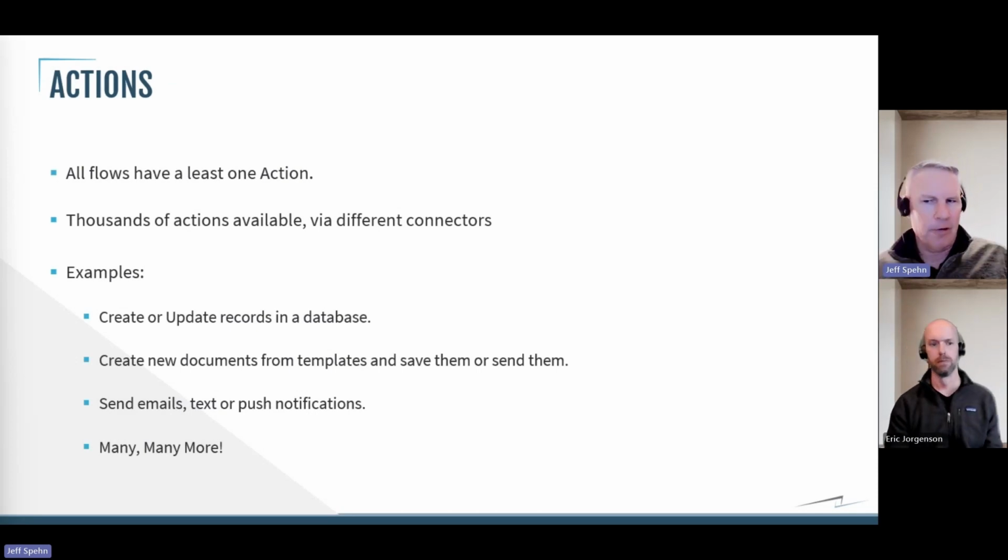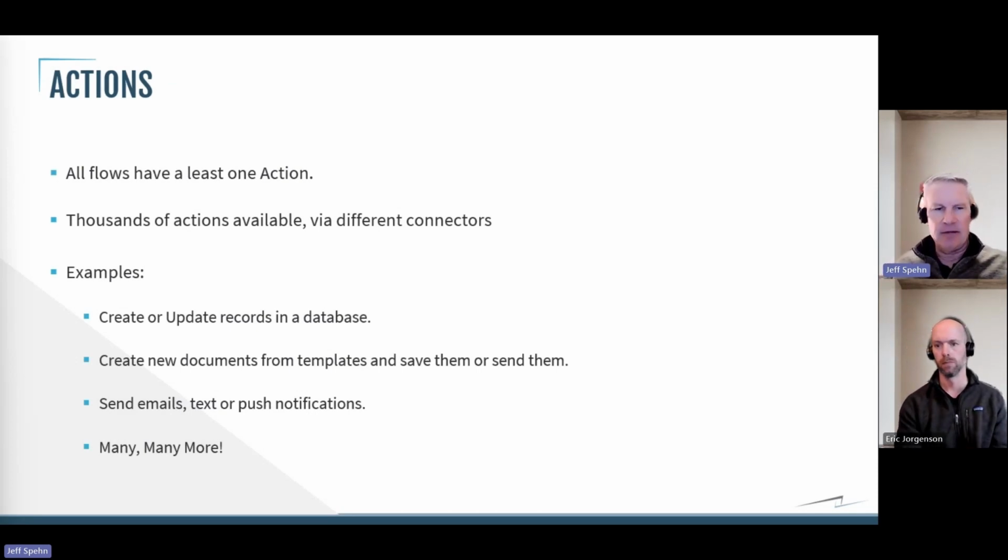Actions is the workhorse of Power Automate. So actions is what's going to happen once that trigger happens, right? And so all flows have at least one action. Some flows have many actions, but every flow has a trigger and at least one action. And there are thousands of actions available with all different kinds of connectors. And we'll talk about connectors in just a second here.